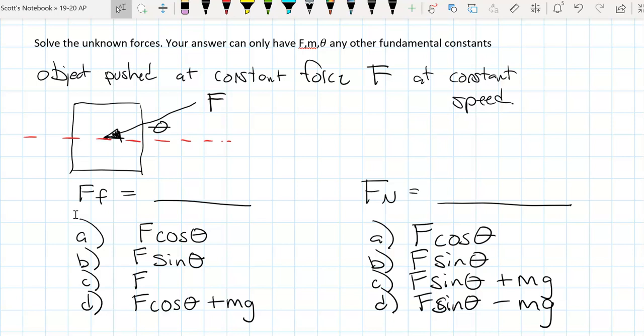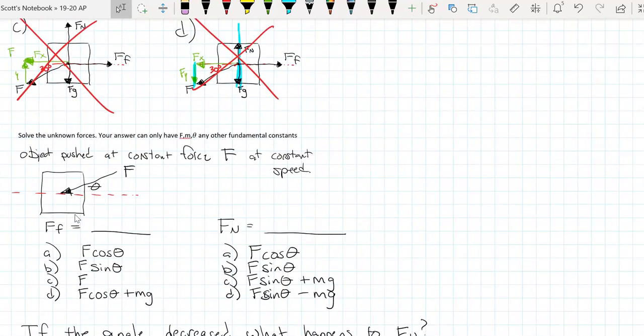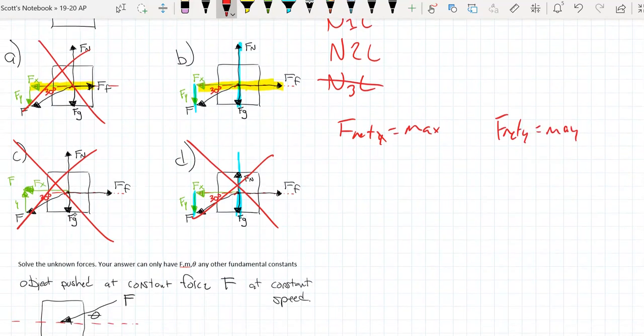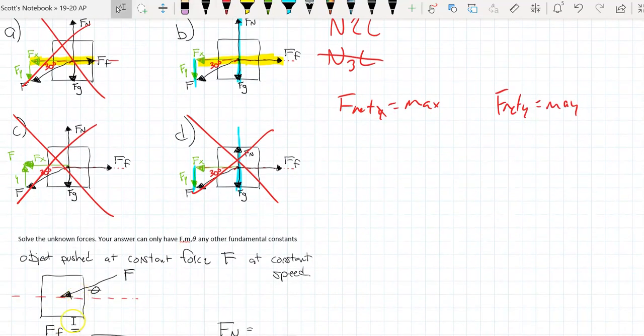All right, so let's look at it. I have my free body diagram, which we could see back here. Okay. Then let's break this down into net force in the x equals max, and net force in the y equals may. If I look at these two choices, force of friction is in the x, so that's probably how I'm going to solve this one. Force normal is in the y, so that's how I'm going to solve this one.